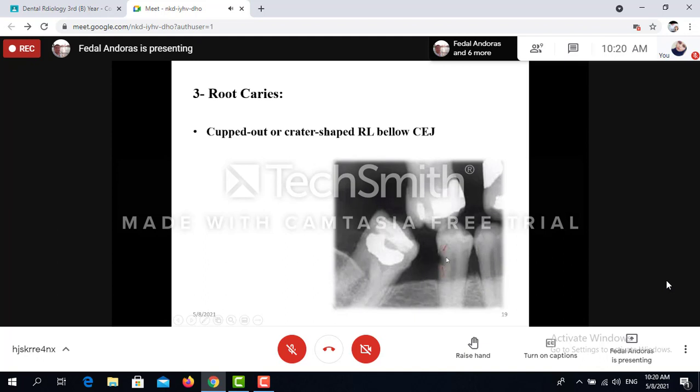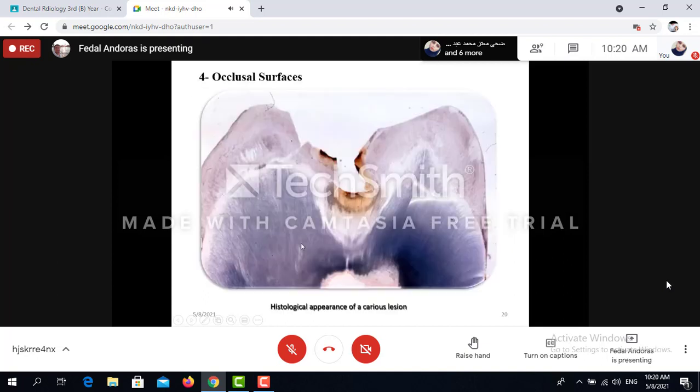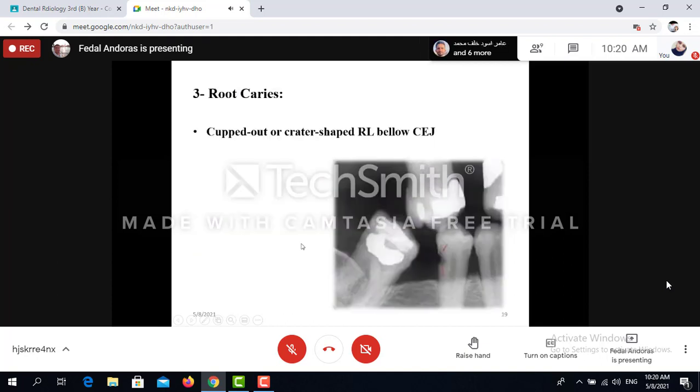Mostly it happens due to food impaction, bad oral hygiene, or other diseases that decrease saliva. Root caries can also happen if there is an impacted tooth, since it will be difficult to keep it clean. So this was about root caries. Any questions?